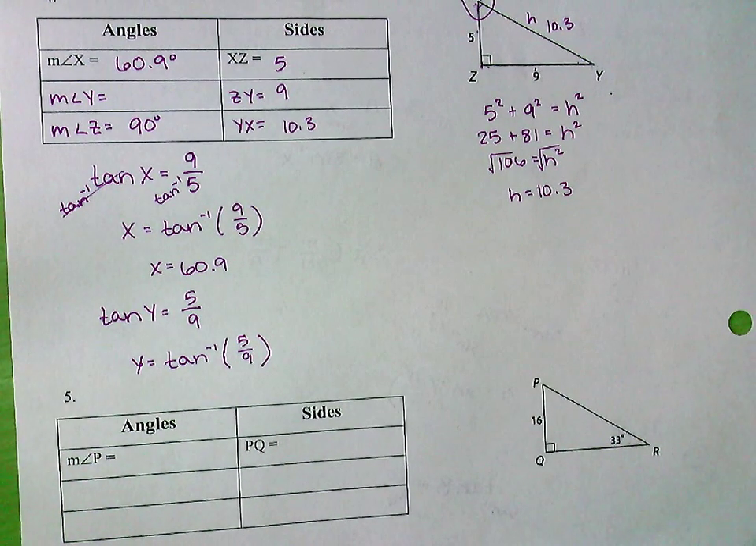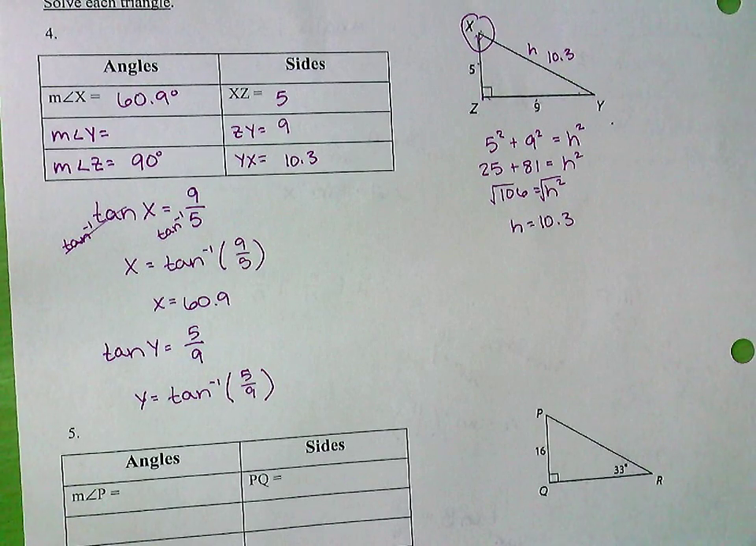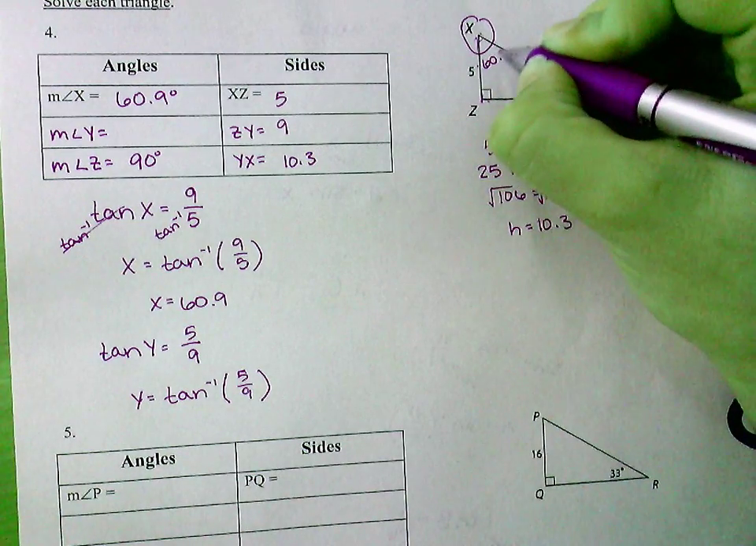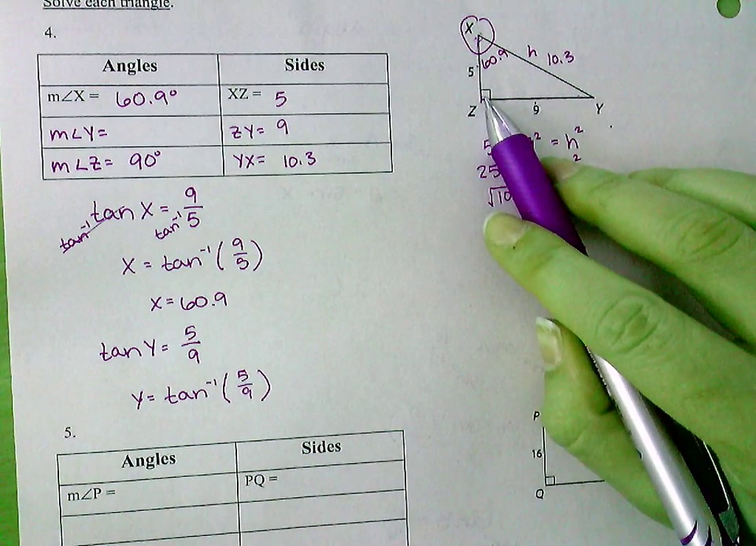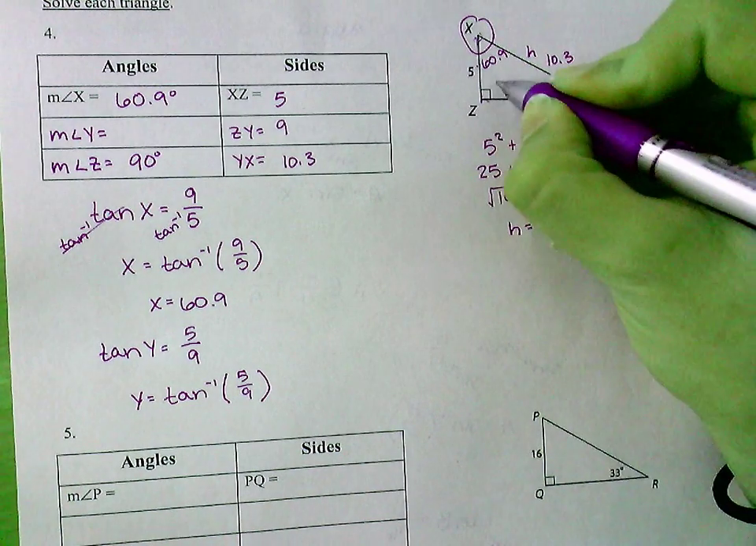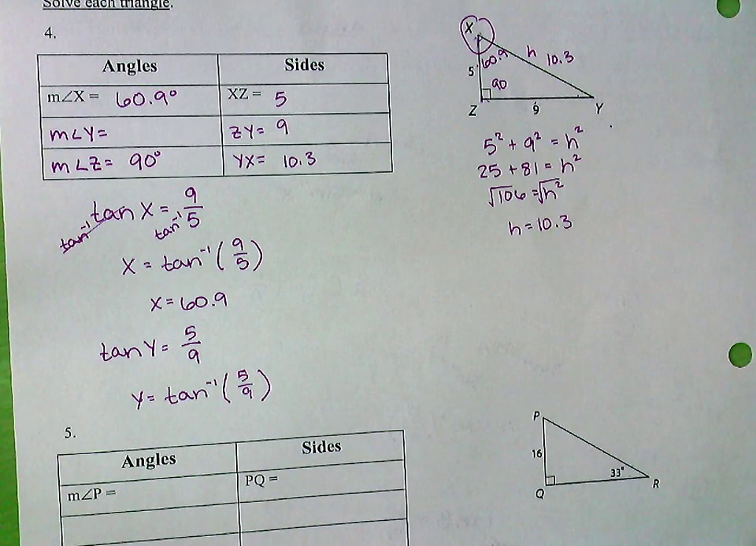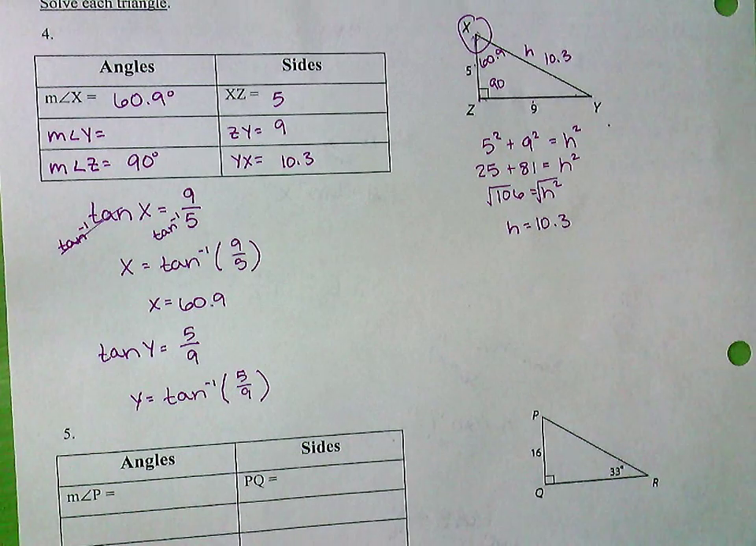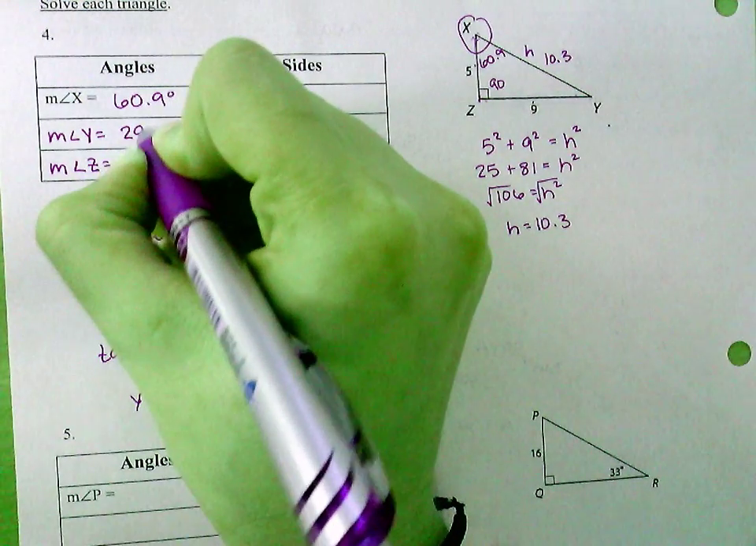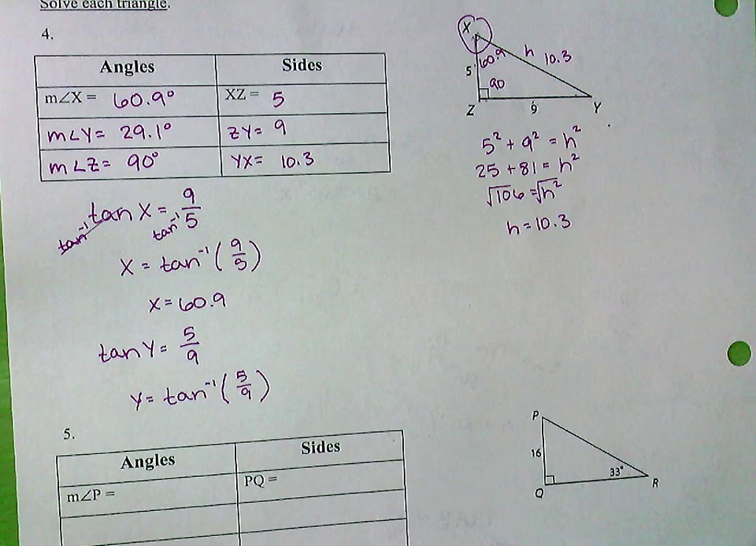Now second way. If x is 60.9 and you have z is 90, all three of your angles in a triangle have to add to 180. So you can take 180 minus 90 minus 60.9 to get your last angle. So it is 29.1 degrees.